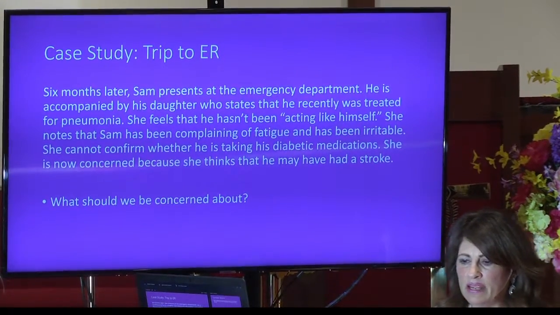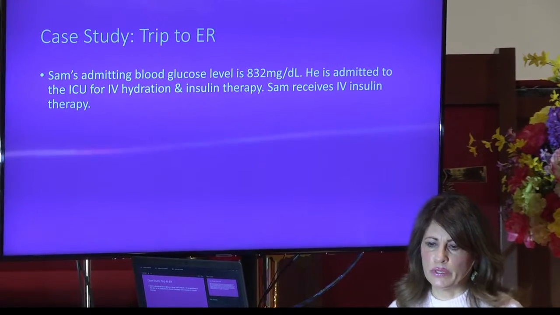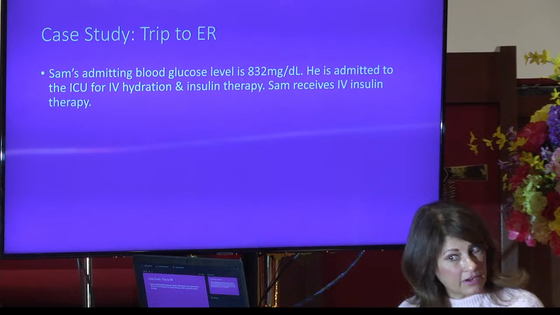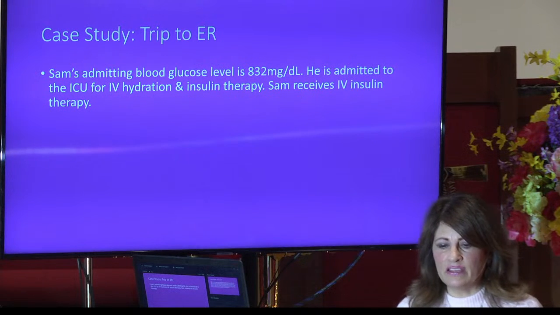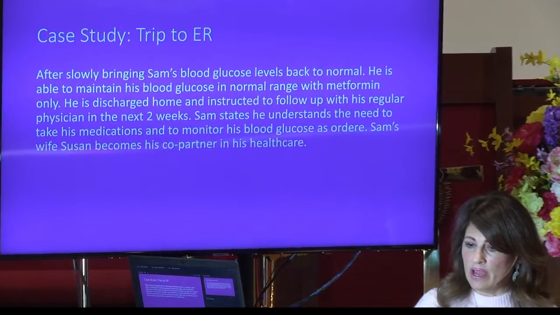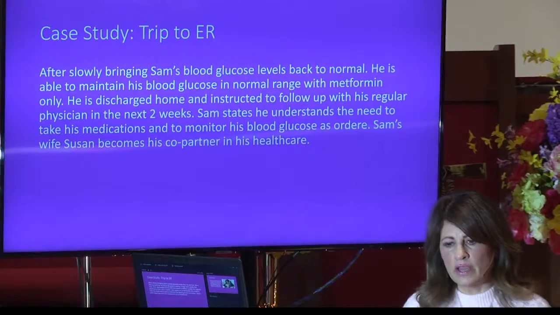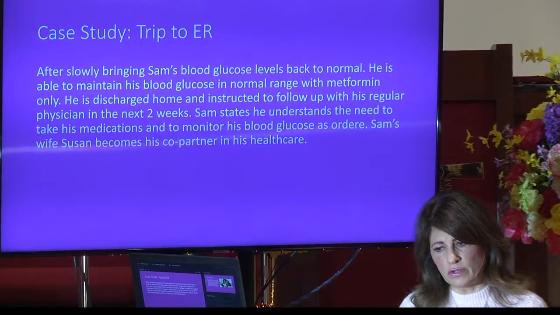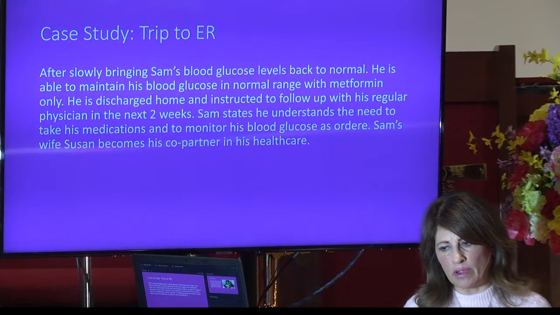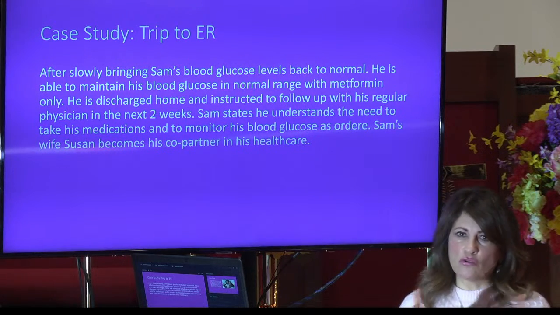Okay, so they admit him. Sam's admitting blood glucose is 832. He is admitted to the ICU for IV hydration and insulin therapy. Sam receives IV therapy, and he does very well. They have to slowly bring down the glucose. After slowly bringing Sam's blood glucose level back to normal, he is able to maintain his blood glucose in normal range with metformin only.